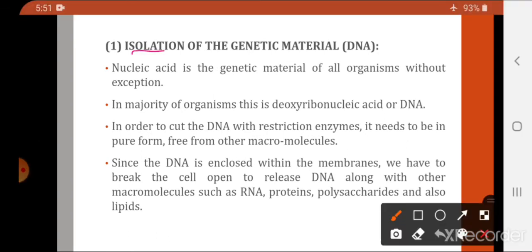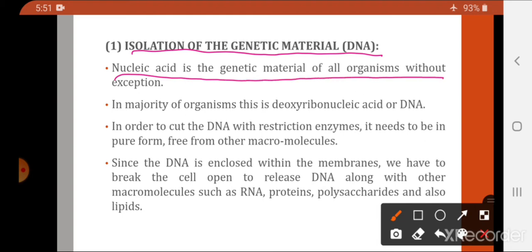So first of all, isolation of the genetic material. Okay, first the DNA is inside the cell, and within the cell it is inside the nucleus. So we need to separate, purify or isolate this DNA from the nucleus. So how is this done? Nucleic acid is the genetic material of all organisms without exception. In any living organism, the biomolecule that works as genetic material is called nucleic acid. Nucleic acid is the genetic material in all living organisms without exception.